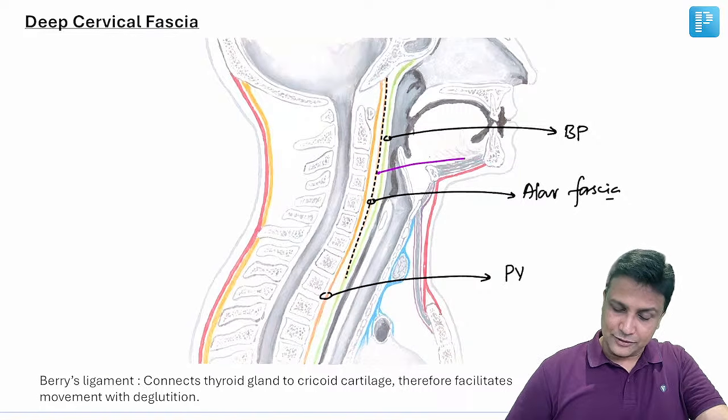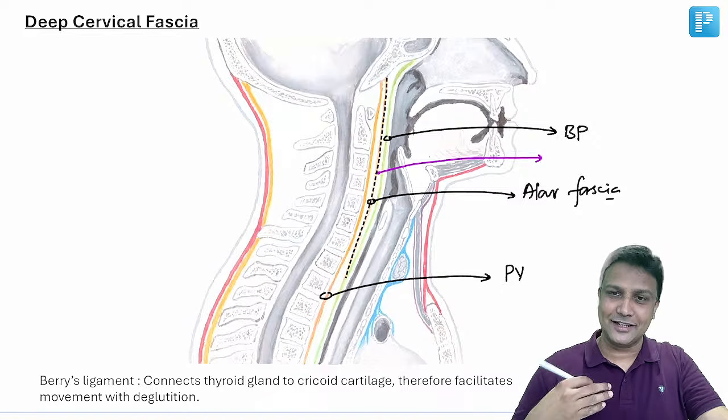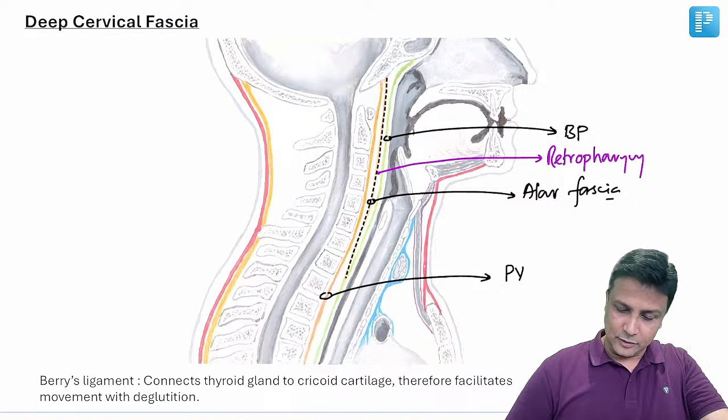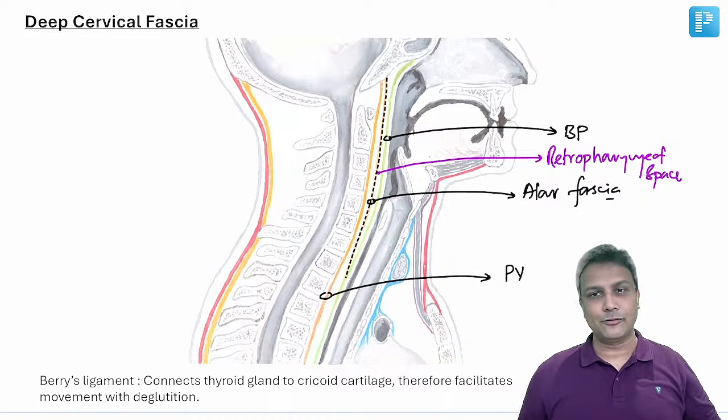Now first remember the name of this space here. This space is actually found behind the pharynx. So therefore this space is referred to as the retropharyngeal space. Now this retropharyngeal space, is it an open space or is it a closed space? Remember, of course it is a closed one.